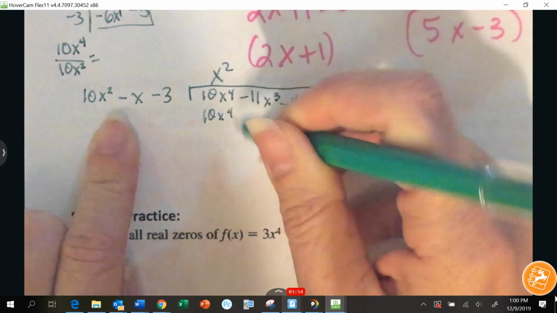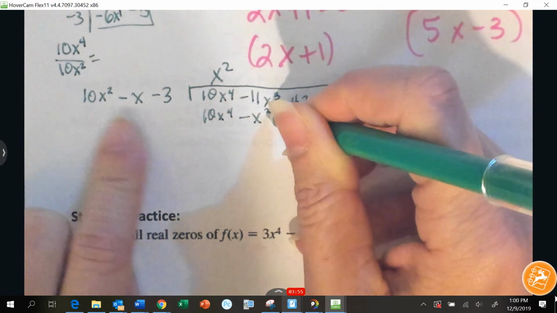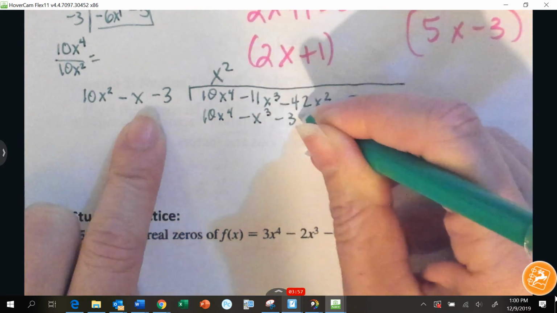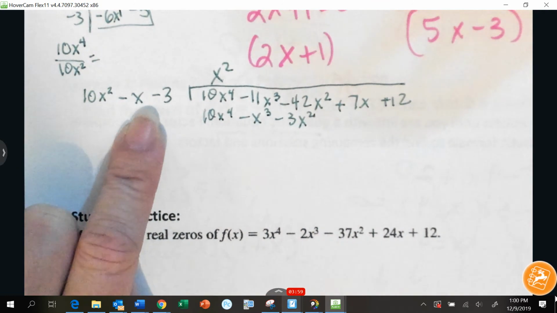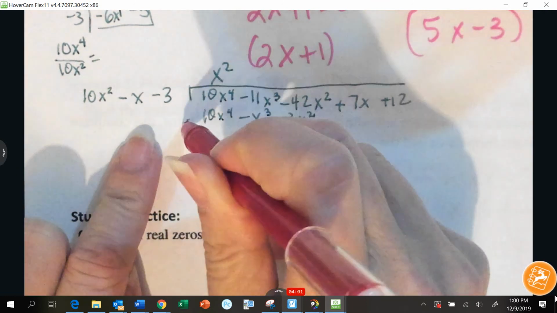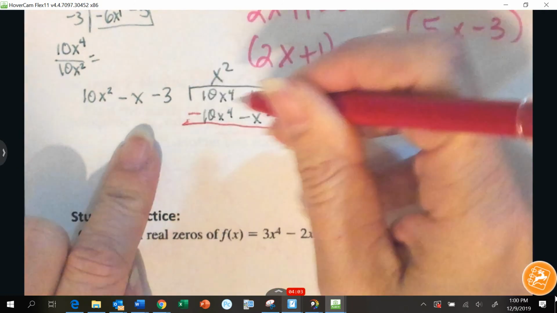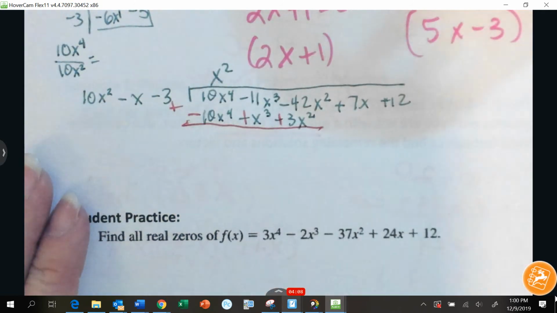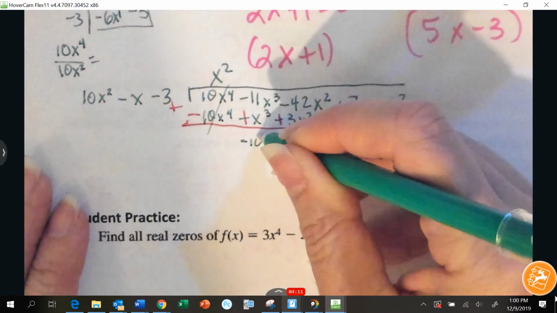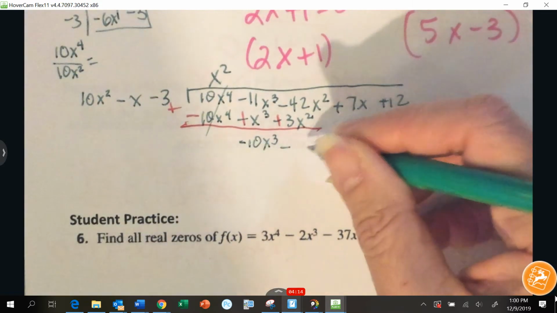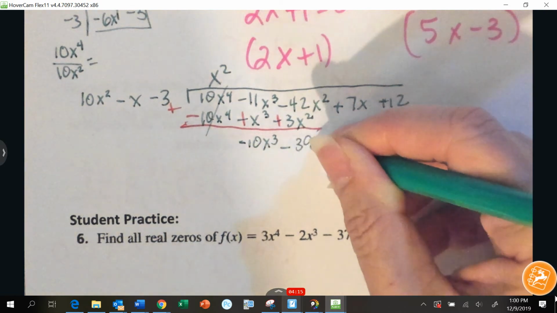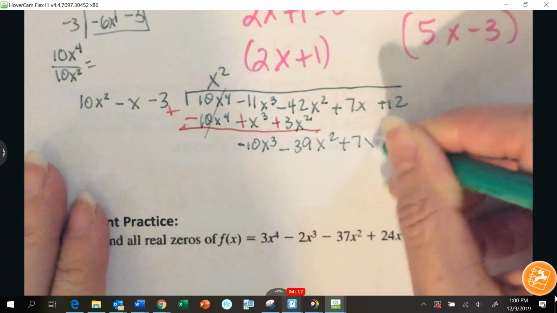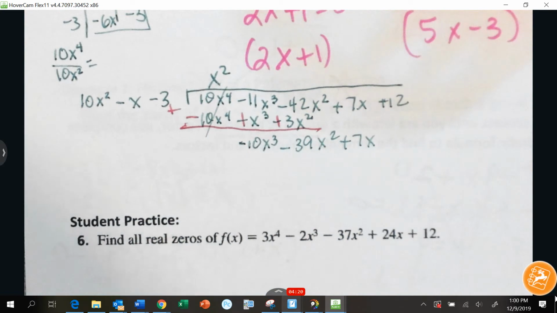10x to the 4th minus x to the 3rd minus 3x squared. And we subtract. And when I subtract, as soon as I draw a line, I change all the signs and add them. These cancel out. We get negative 10x cubed minus 39x squared plus 7x. Bring it all down and bring it all back.